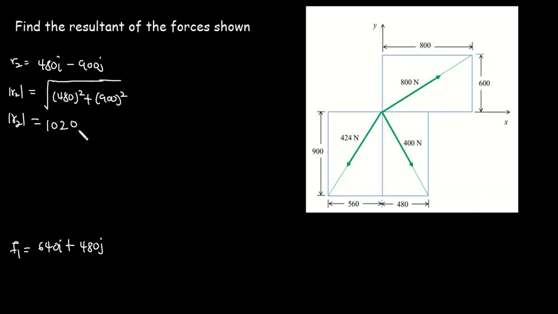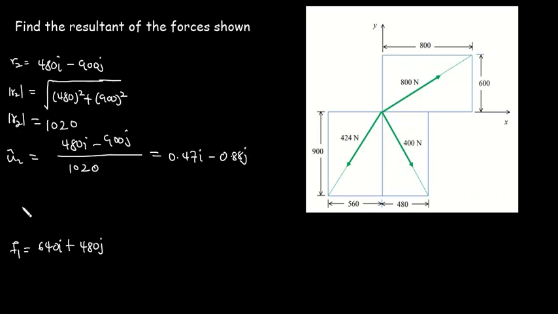Okay, will give us this value here, 1020. So let's find the unit vector. That will be equal to 480 I minus 900 J, all divided by 1020. So let's simplify this and see what you're going to get. 480 divided by 1020 will give us a value of 0.47 in the x-axis direction, and then minus 900 divided by 1020, which would be minus 0.88 in the y-axis direction.